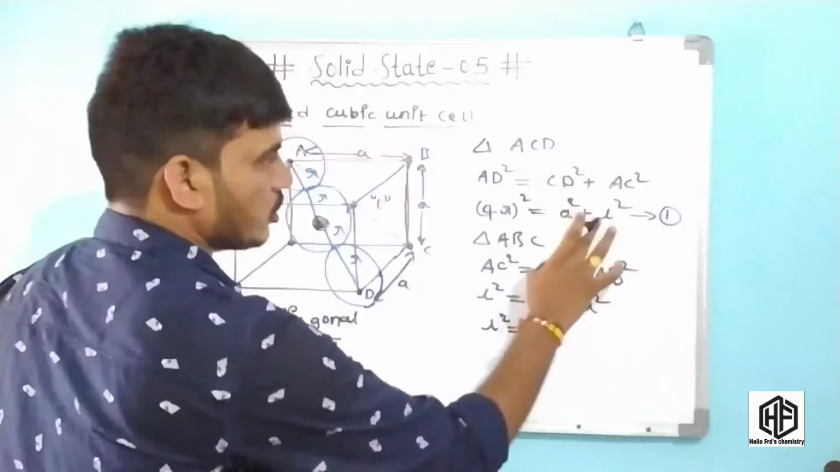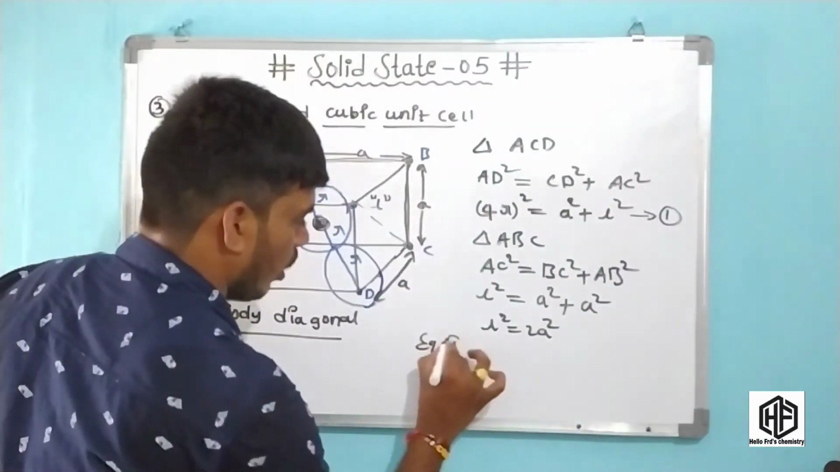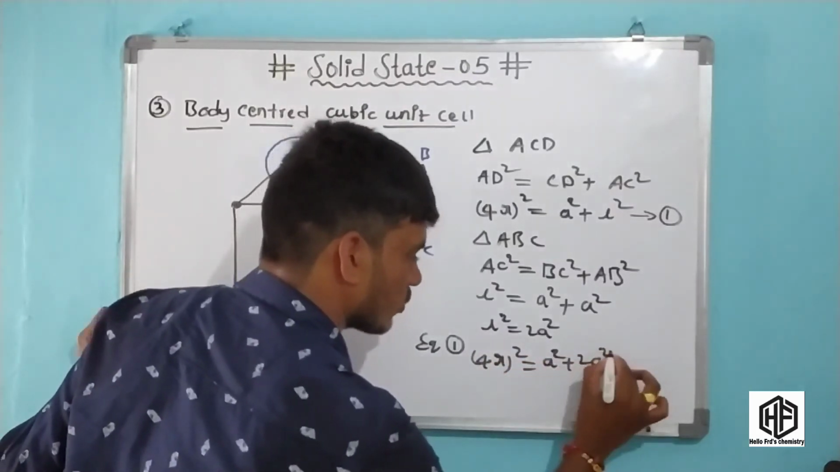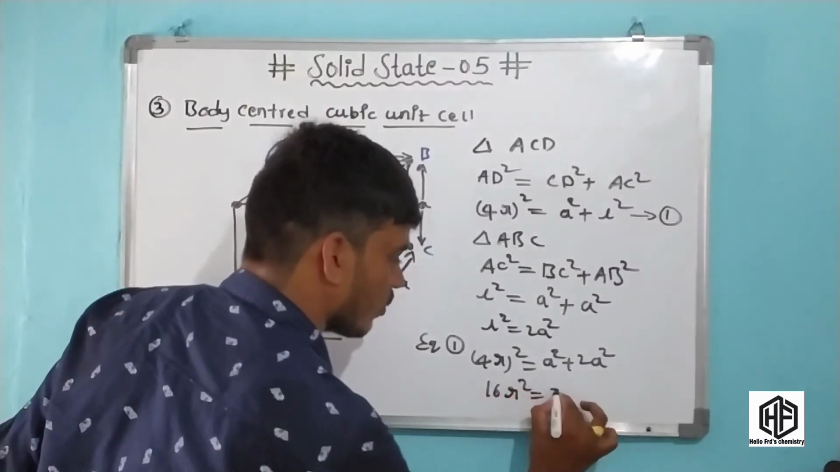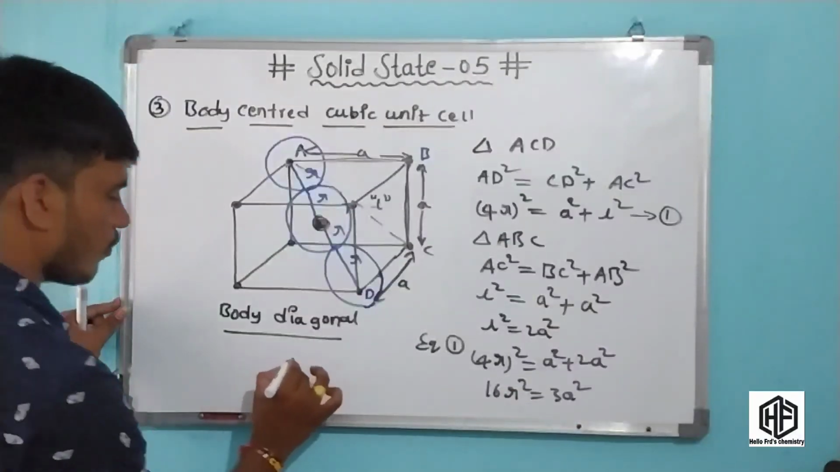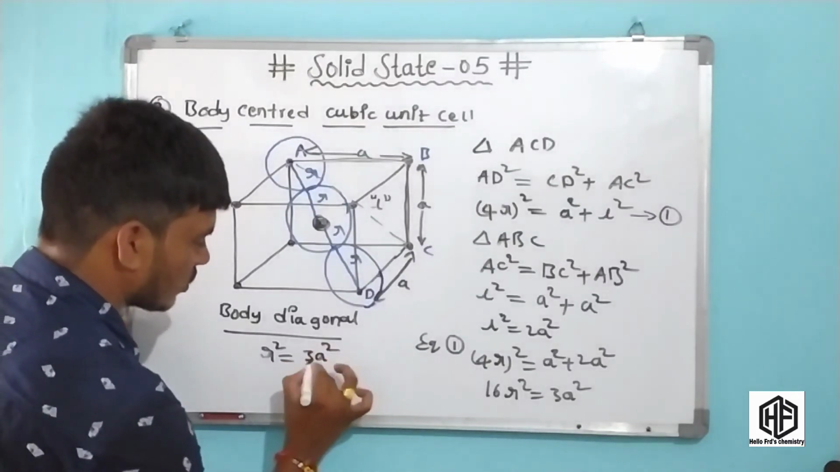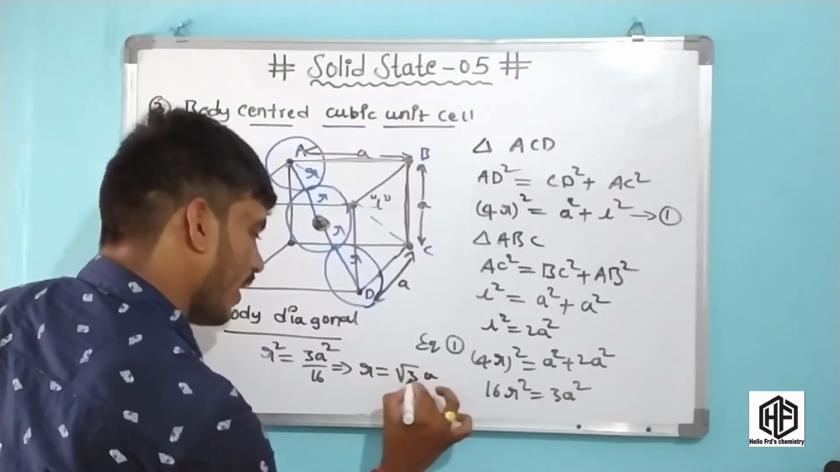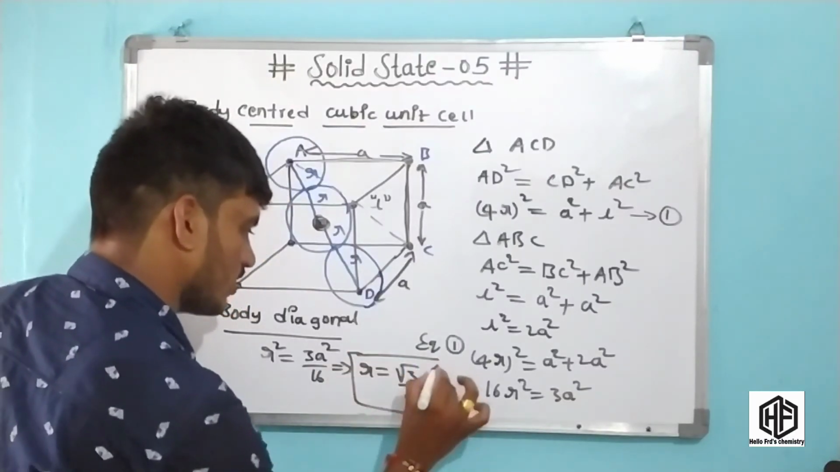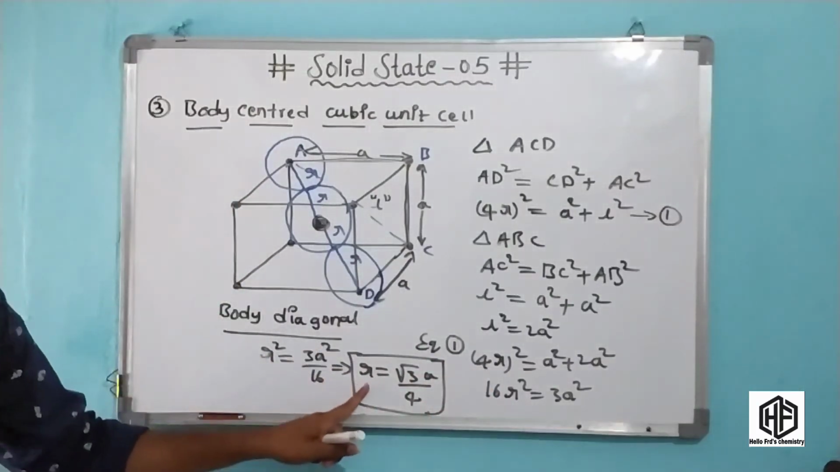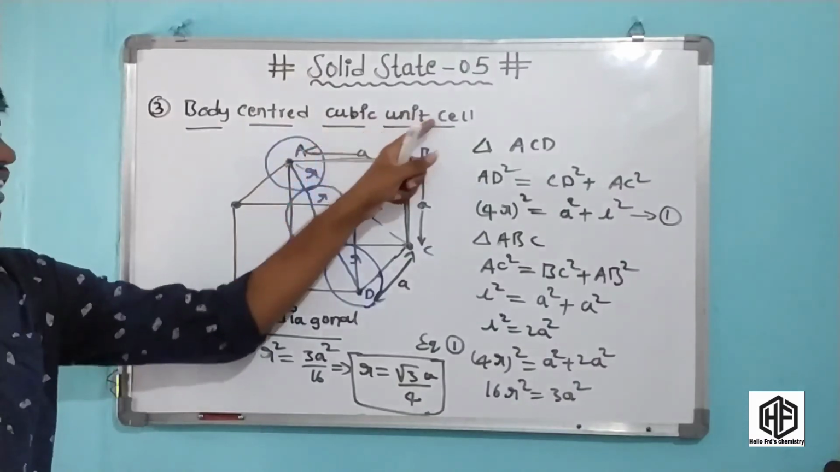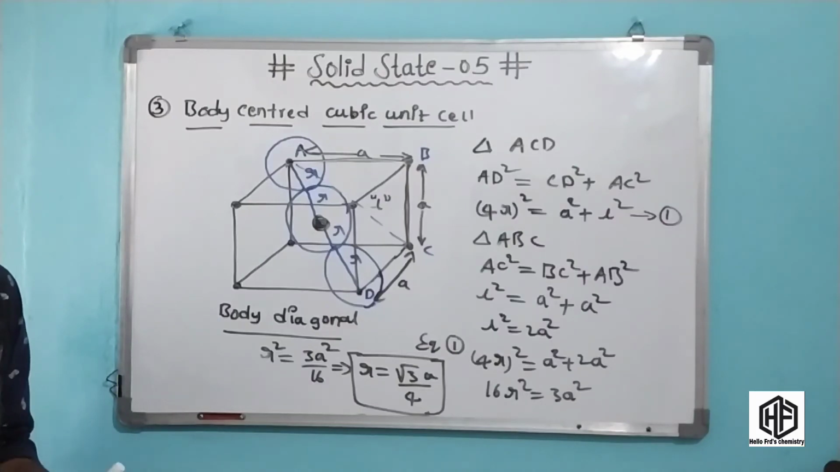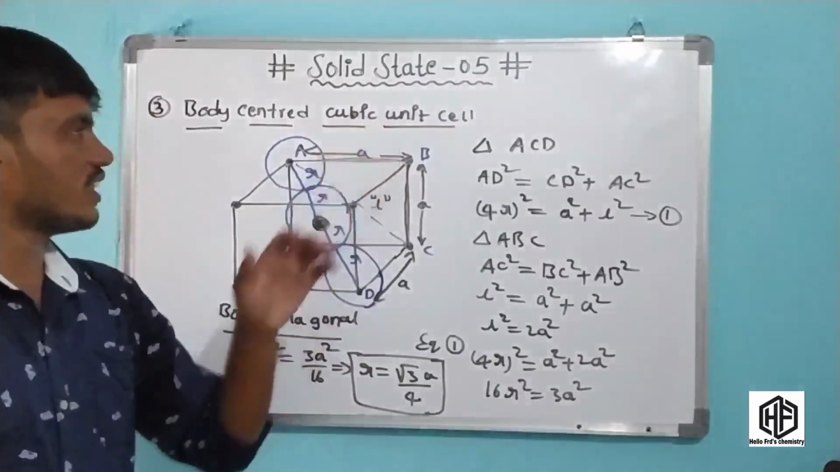Now substitute this value in equation 1. From equation 1, 4r whole square is equal to a square plus 2a square. So 16r square is equal to 3a square. Finally, r square is equal to 3a square by 16, and r is equal to root 3 a by 4. This is the relation between the edge length and radius of atom in a body centered cubic unit cell.